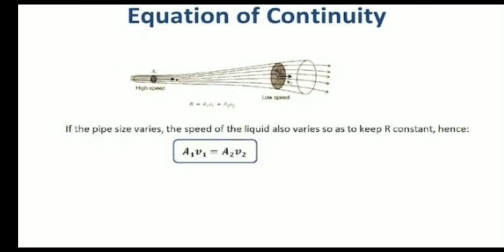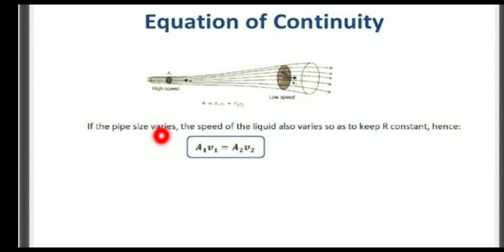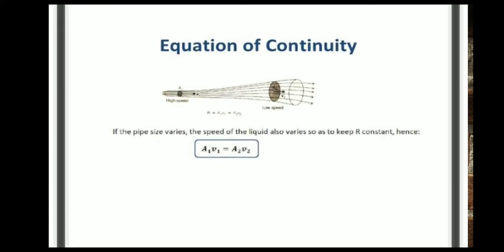Equation of continuity. If the pipe size varies, the speed of the liquid also varies so as to keep the flow rate constant. Hence, A1 V1 equals A2 V2.